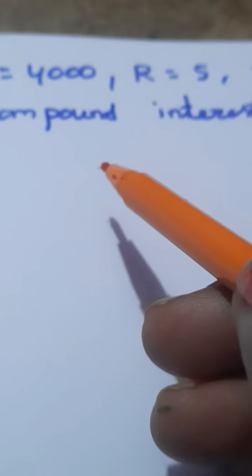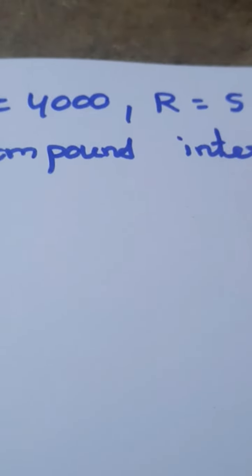Today came with another new problem. P equal to 4000, R equal to 5, T equal to 3. Then find the compound interest. Okay, so what is the formula of compound interest?